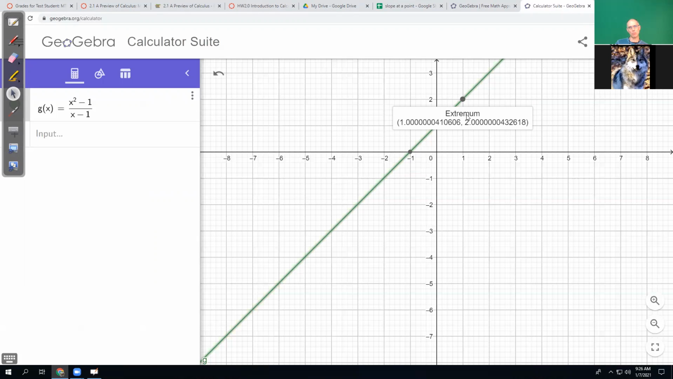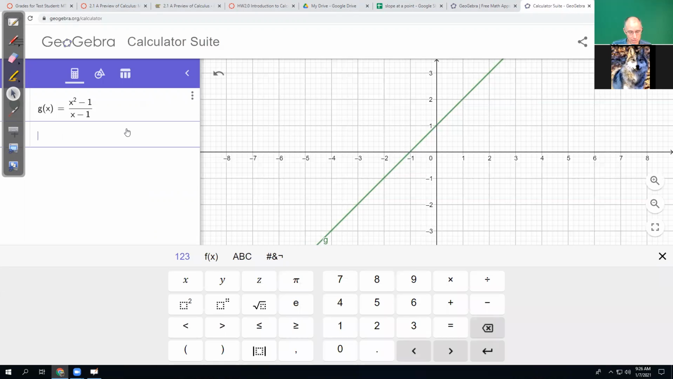Now we'll talk more about extremum later in the course, but interesting that it's 1.000004, 2.0000. That's pretty close to 1, 2. Since I named this thing g of x, I can do things like say, hey, what is g of 0? It says it's 1. What is g of 1/2? It is 1.5. What's g of 0.9? It's 1.9. But if I say, hey, what is g of 1? It says, huh? I can't do that. It does not compute. You're dividing by 0. That's a problem. So there is a little hole at the point 1, 2.